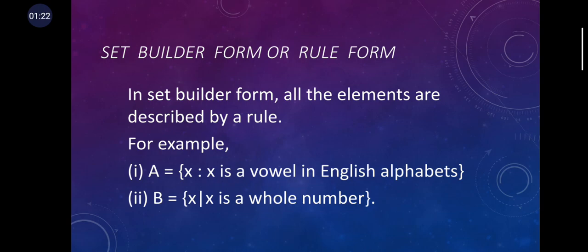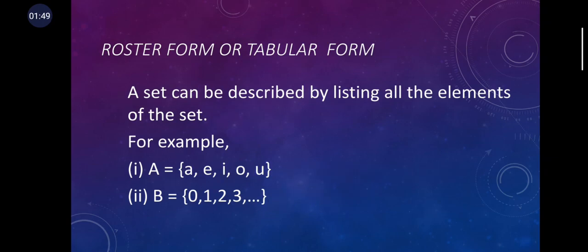The second form is set builder form or rule form. In set builder form, all the elements are described by a rule. For example, A = {x : x is a vowel in the English alphabet}. Second one, B = {x : x is a whole number}. Then roster form or tabular form.